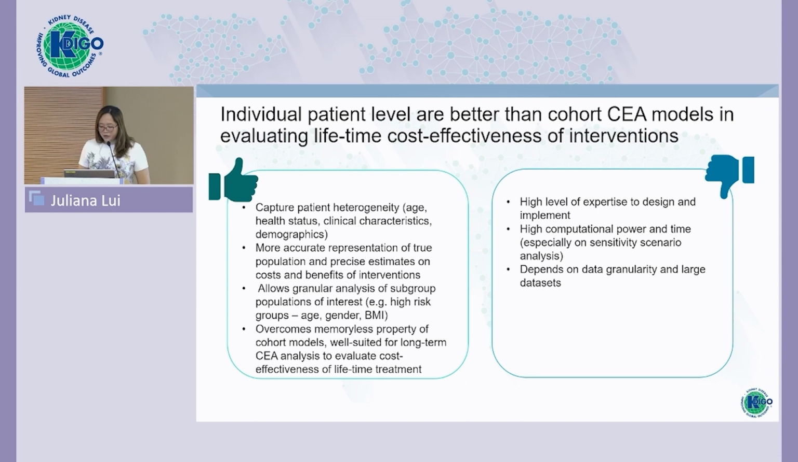IPD models also overcome the memoryless property of cohort models, as they remember the patient event histories in previous simulation cycles, which is very well suited for long-term cost effectiveness analysis. Though the IPD models require a high level of expertise to design and implement, they also require high computational power and depend on data availability.